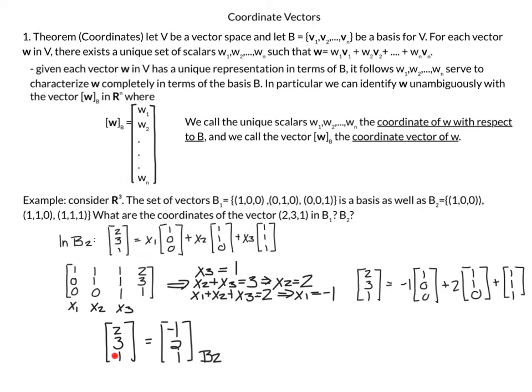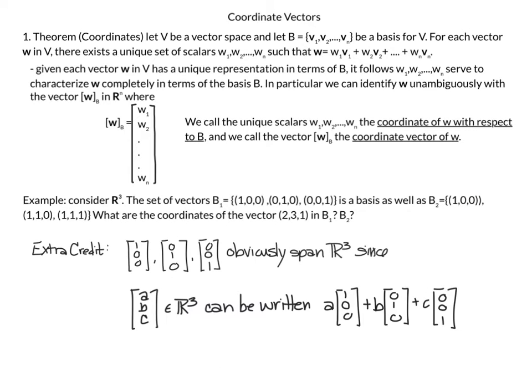Which means 2, 3, 1. These are our coordinates in the standard basis. When we don't put a little basis index down here, it's understood we're using the standard basis. So 2, 3, 1 is equal to the vector -1, 2, 1 using B2 as a basis. And remember, we did say that our coordinates are with respect to a basis, and so we put the basis name here, B2.